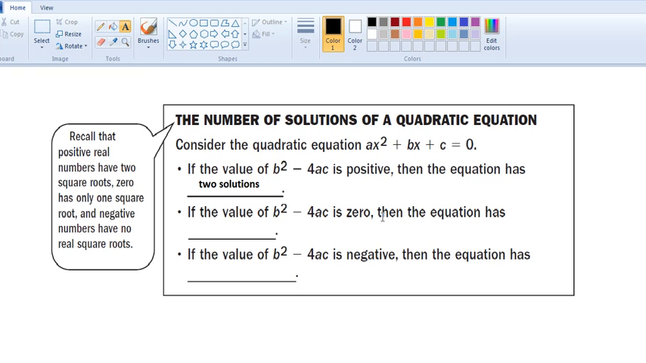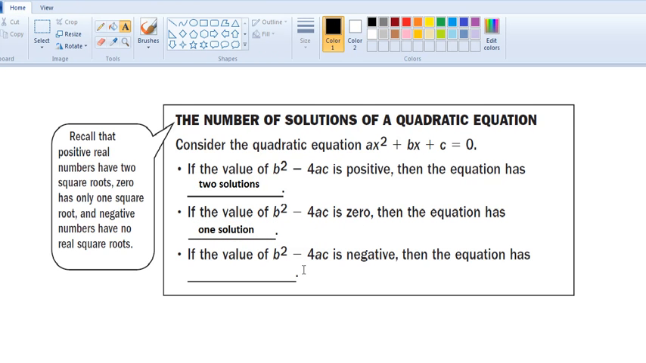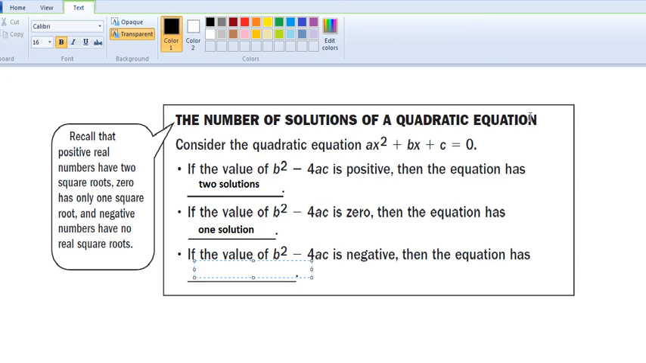The other thing that might happen is this b squared minus 4ac might come out to 0. Now, if it ever comes out to 0, here's what we say. We say that it has one solution. Now, if the value of that b squared minus 4ac comes out to a negative, then what's going to happen is it's never going to cross the x-axis, and it has no real solution. In case you're wondering, there are actually solutions, but they are not numbers we're too familiar with right now. So we're going to say it has no real solution.